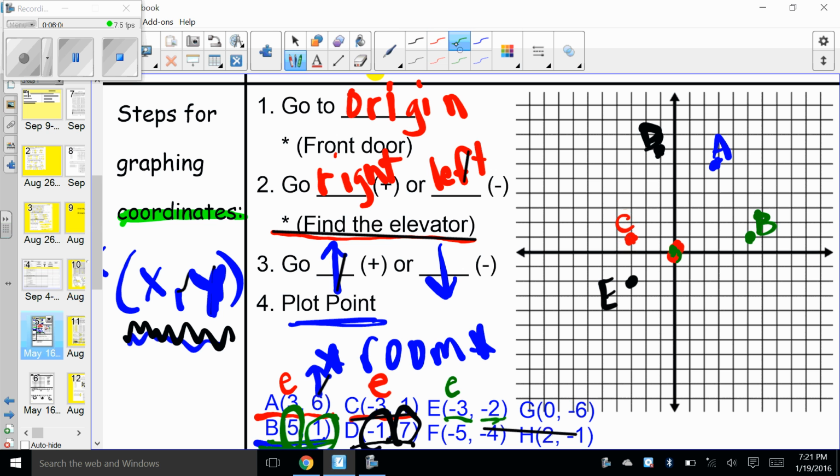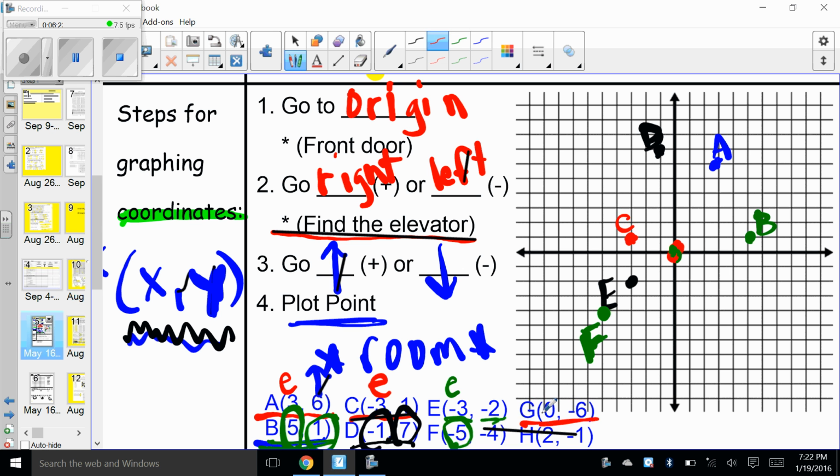Moving on, player F checks in. Hi, where am I staying? You're staying in room -5, -4. Great. Find that elevator. It's located at the 5th door on the left, and then you're going to go down 4 floors. So we're going to go 5th door on the left. 1, 2, 3, 4, 5. Down 1, 2, 3, 4, which is player F.